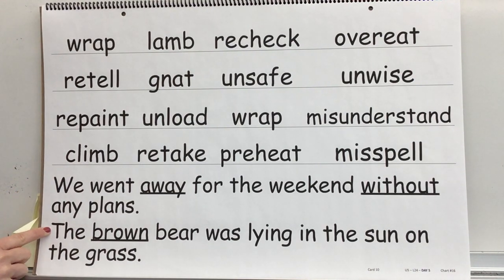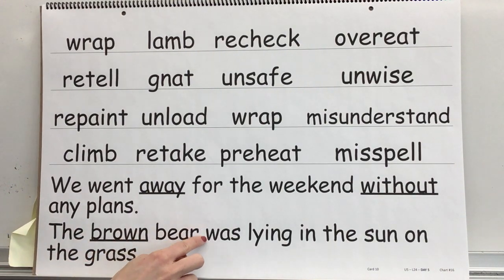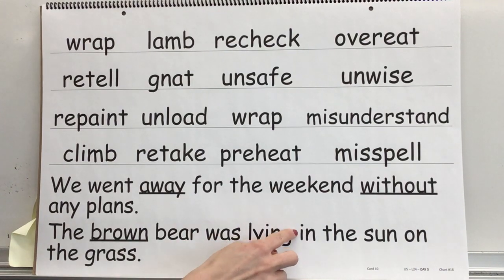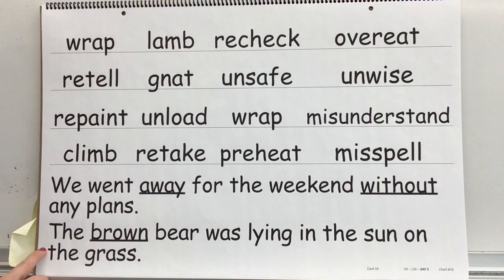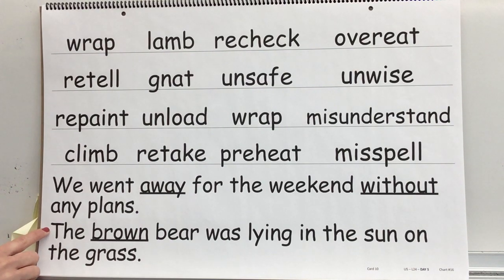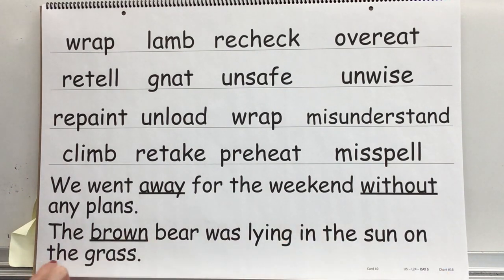Next sentence. Get ready. The. Brown. Bear. Was. Lying. In. The. Sun. On. The. Grass. Get ready. Read. The brown bear was lying in the sun on the grass. Yes, the brown bear was lying in the sun on the grass.